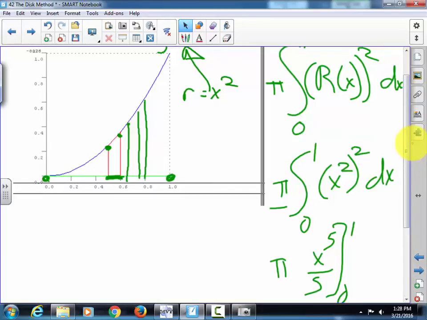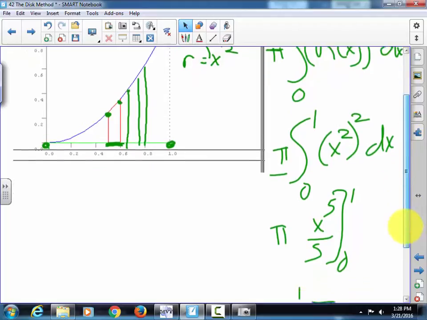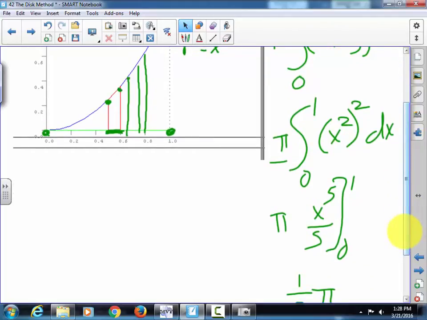That's not much more than 1/3 then. Remember, it was 1/3. Now we've got 1/5 pi. I know, I multiplied by pi. So you're right. It's not a whole lot more than 1/3. You are correct. The volume and the area don't always stay in the same relationship there.